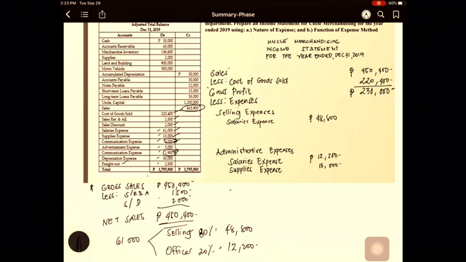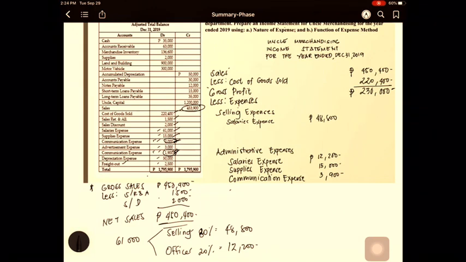Next, your communication expense. Of course, I always attribute communication expense as part of administrative expenses for purposes of office functions. So how much is our communication expense here? Since due to the error, let's just combine the amount. So that is 3,900 pesos. That's 2,000 and 1,900.